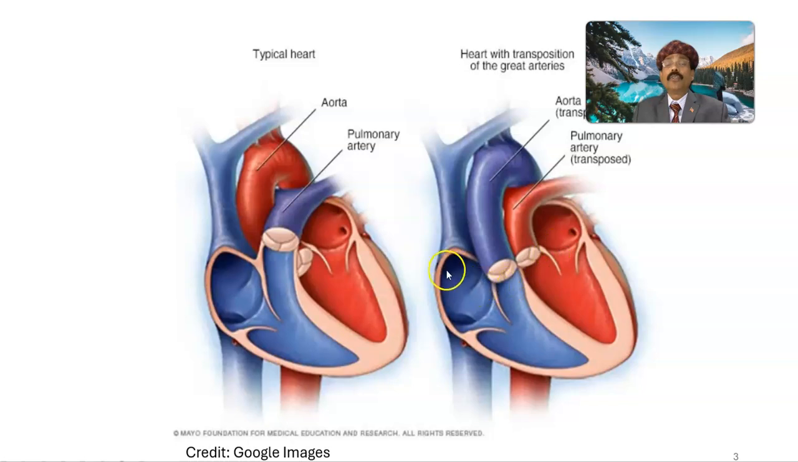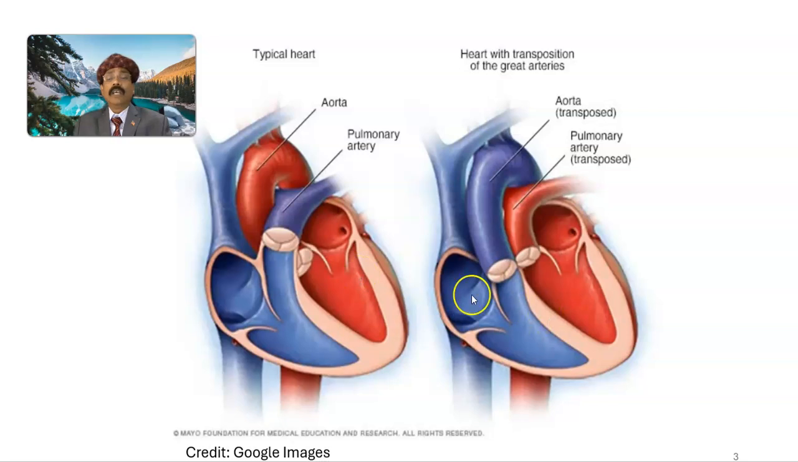In dextro type of transposition of great vessels, we look at the aorta, the ascending aorta, arch of aorta. The ascending aorta is coming out of the right ventricle. It should not. The ascending aorta should come from the left ventricle. And here we are seeing it is coming from the right ventricle. The pulmonary trunk is coming out of the left ventricle. This is just the reverse of normal.